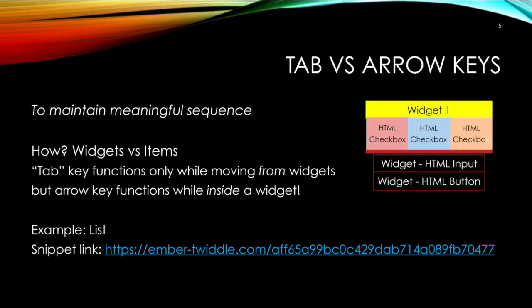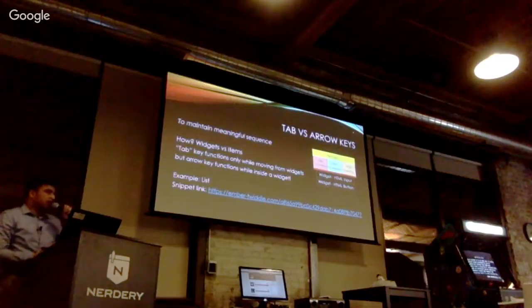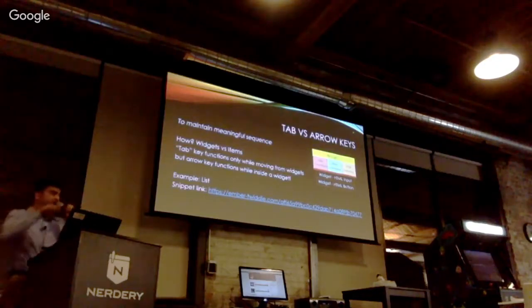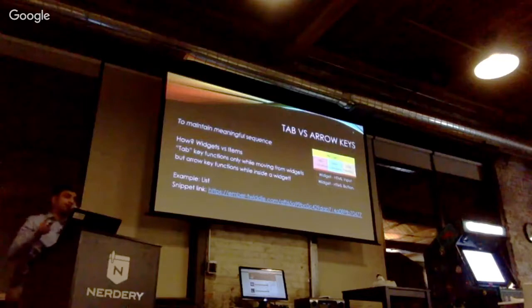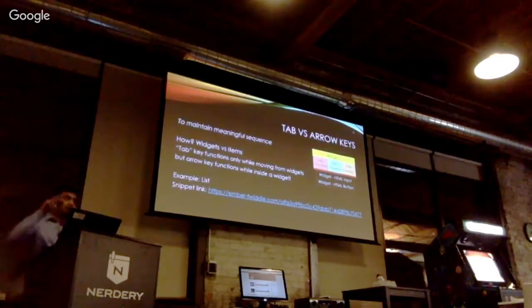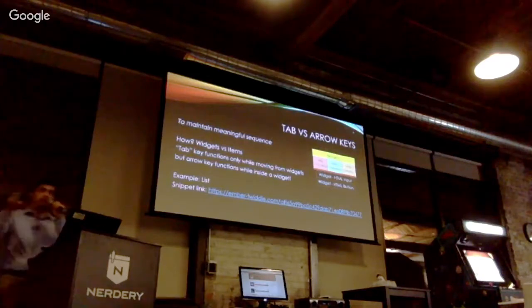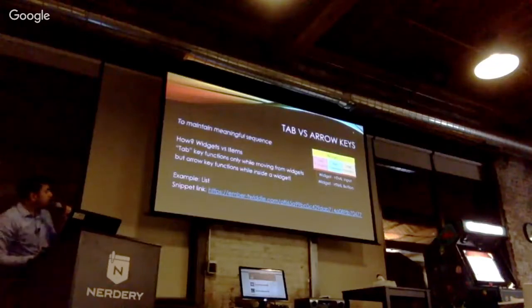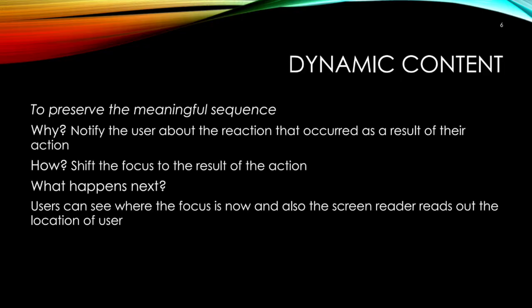Like I said, widgets versus items. The tab key functions only while moving between widgets, but arrow keys function while inside a widget. Another best example is calendars. If you want to navigate through different days in the calendar, you don't want to enable the tab key. If you're programming a calendar widget, you have to use only arrow keys to go between different days in the month. Whereas if you hit tab, it basically goes out of the calendar to the next available item in the form, say an input, whatever it is. It'll just get out of that. I have an example. I'll show it at the end.